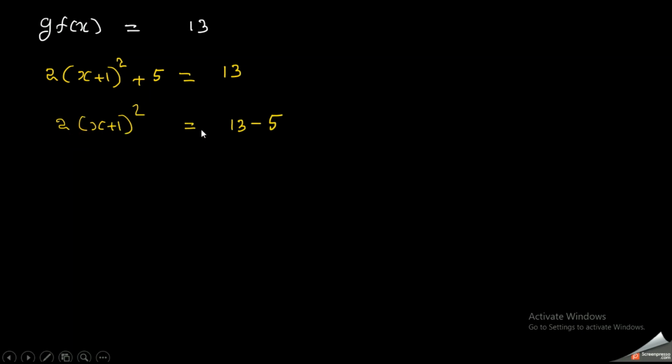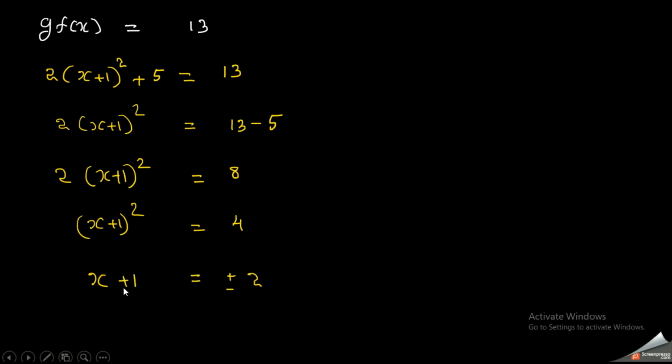2x squared is equal to 13 minus 5. Then 13 minus 5 is 8. 2x squared is equal to 8, and then you divide both sides by 2 and get 4. x squared is equal to 4, and then x is equal to plus or minus 2. So x equals 2 or x equals minus 2.